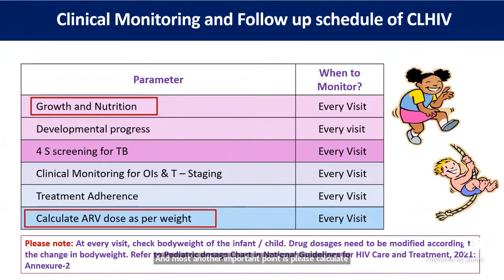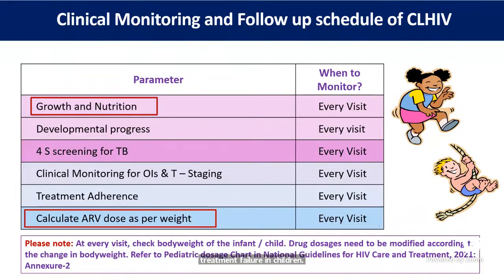Another important point is please calculate the ARV dose as per the weight. This is very important. When you start these children on antiretroviral therapy, in the initial days they will gain weight rapidly and cross the weight bands very fast. If you don't keep an eye on that and modify the dosage as per the weight band, these children will be underdosed. This is one of the most common reasons for early treatment failure in children.